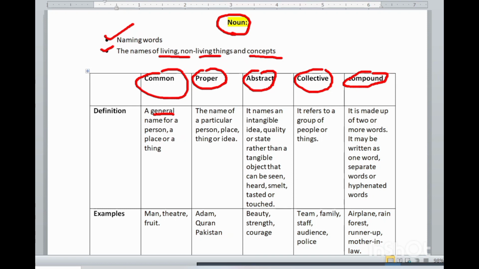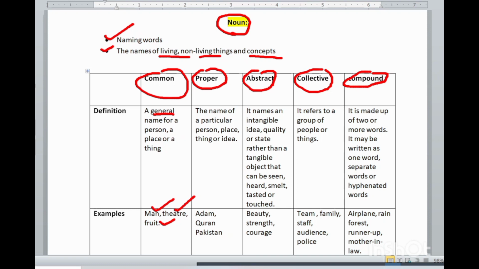Very interesting. And we have examples of common noun: man is a common noun, theater is a common noun, fruit is a common noun. Sometimes we are confused that boy is common. How is it common? For example, a person whose name is Wajid, another person has the name Rahim. Now both are boys. The word boy is only one name that is commonly used for both. That is called a common noun. We have to keep this in mind too.